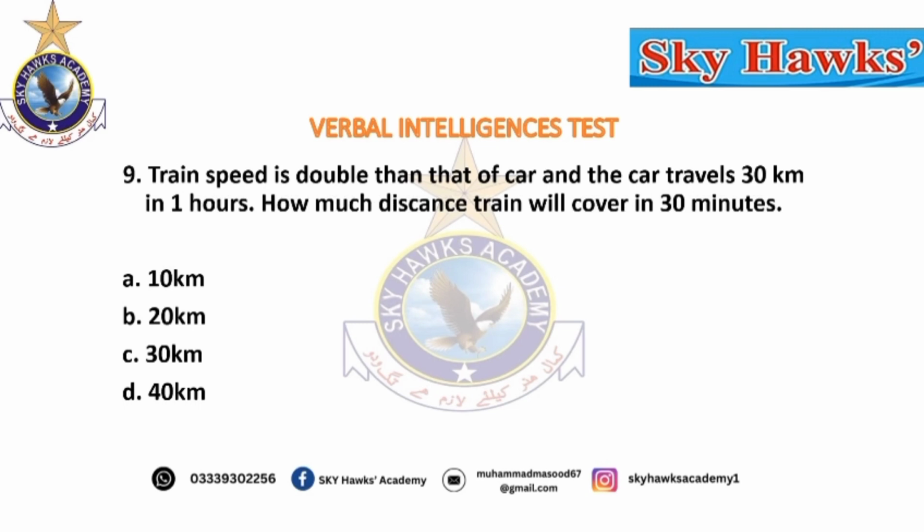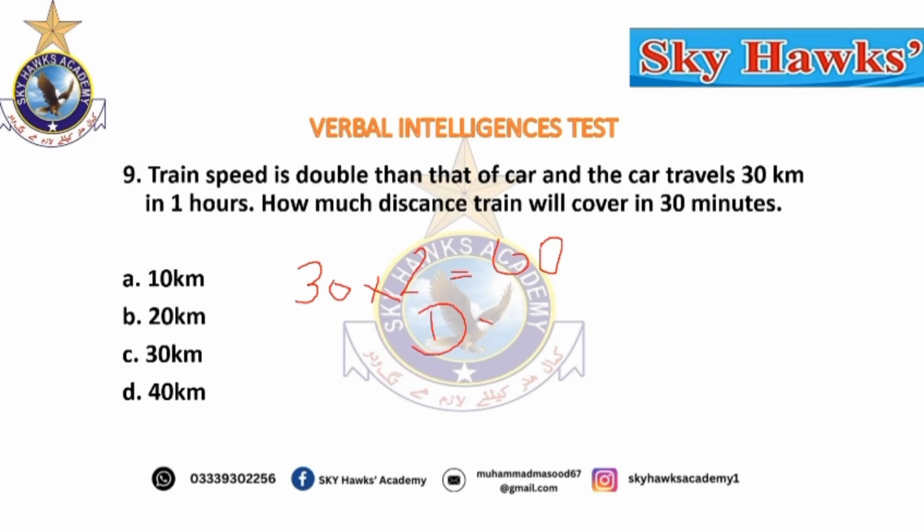For finding these types of answers, first of all, see, the car travels 30 km in 1 hour and the train speed is double that of the car. So we can calculate the train speed by multiplying the car speed by 2. So the train speed would be 30 km multiplied by 2. That would give us the answer of 60 km per hour. Next we have to mention the units as well.